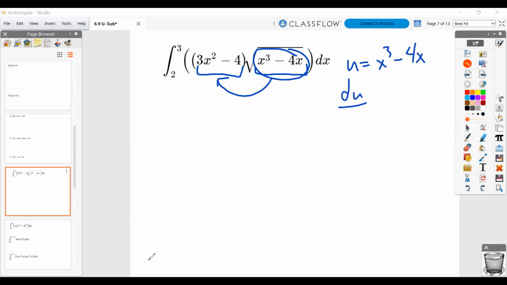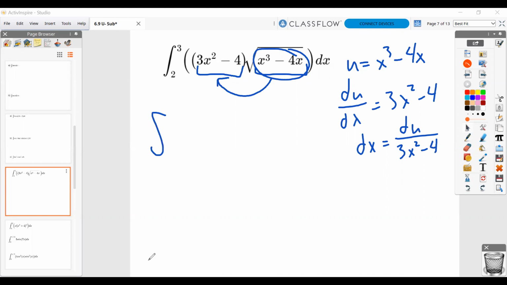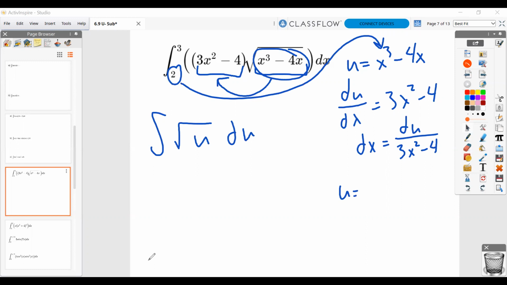That means that du/dx is equal to 3x squared minus 4, or dx is just equal to du divided by 3x squared minus 4. When we plug those in, we now get the integral of the square root of u du. What about these bounds, right? To figure out what those values are going to be, we actually have to look at the new u. So we'll figure out essentially u of 2 and u of 3, meaning we're going to plug 2 in for x and figure out what u value we get out.